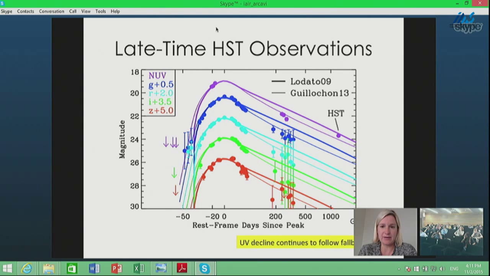So now I'm showing two models, one from Lodato et al. 2009, and one from a suite of models from Guillochon et al. 2013. And the Guillochon models fit some of the structure in the later portion of the light curve a little better than the Lodato model. But you can see that basically the UV is continuing to decline close to these fallback rates, and consistent with a t to the minus 5/3 power law. And this is 3 years after the peak.